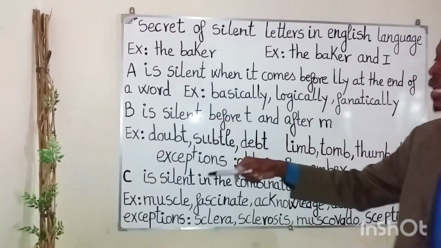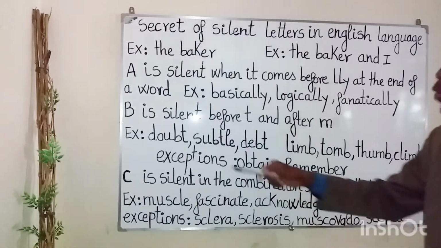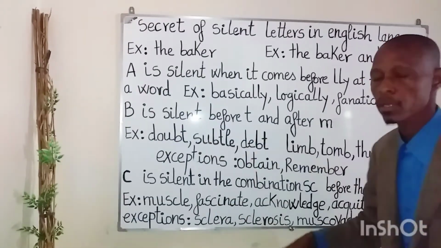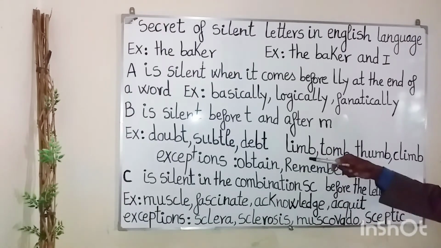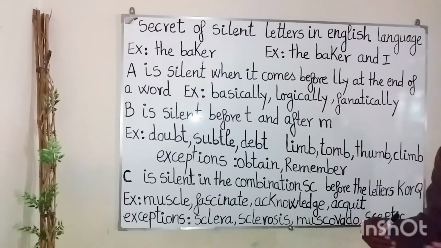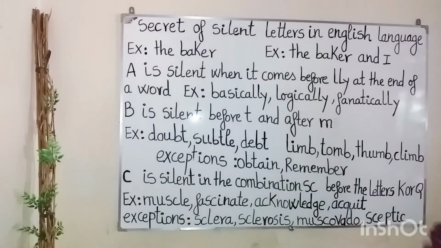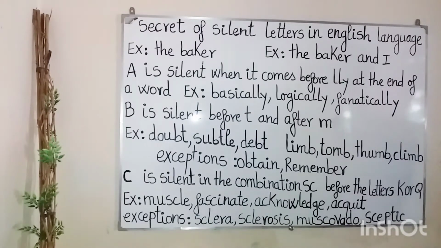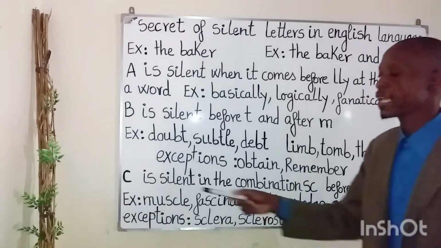B is silent before T and after M. For example, doubt, subtle. Subtle means bright. Debt, lamb. Lamb is an arm or leg of a person or an animal. Tomb is grave. Farm. This is my farm. Climb, which means to mount, to go up. Exception. Obtain. Remember.